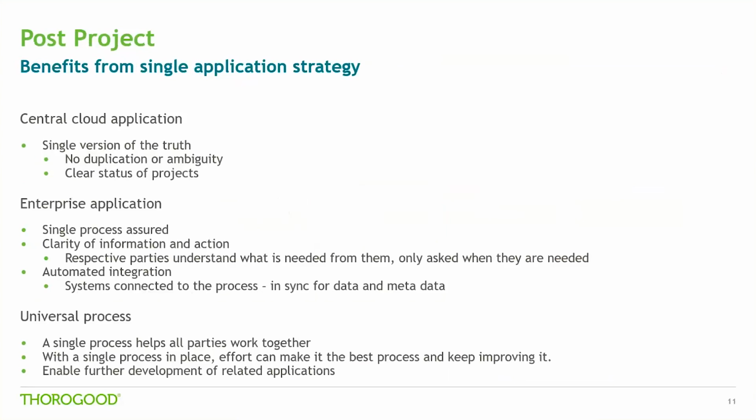Post-implementation, they got a lot of benefits, and those come from three areas which really are quite connected. So the central cloud application approach really delivered the single version of the truth and cut out all this ambiguity and meant that there's a reuse of information that was keyed in at source. The enterprise application nature of it really allowed the users to change the data that they needed to work with, but they couldn't change the process. So we've got a single process being assured across the whole piece. That then drove the clarity of the information and the action that we needed from individuals.